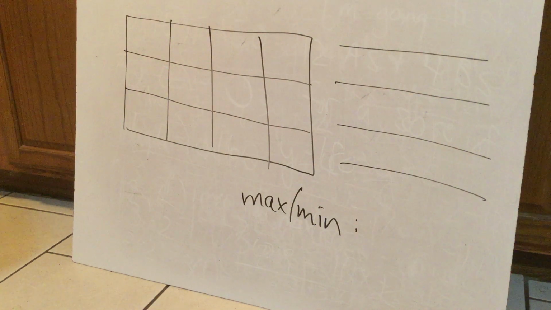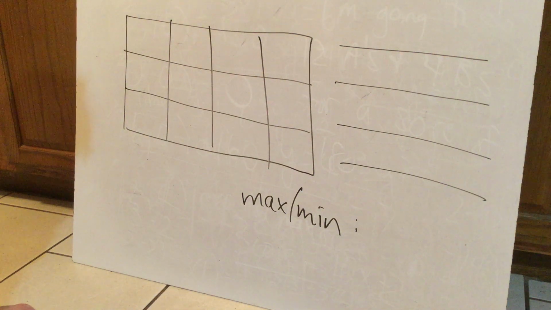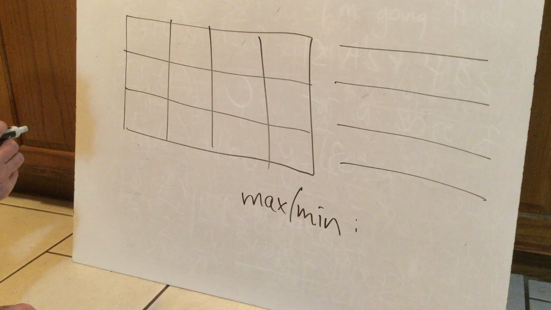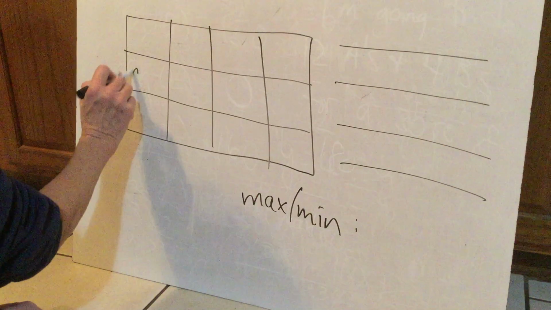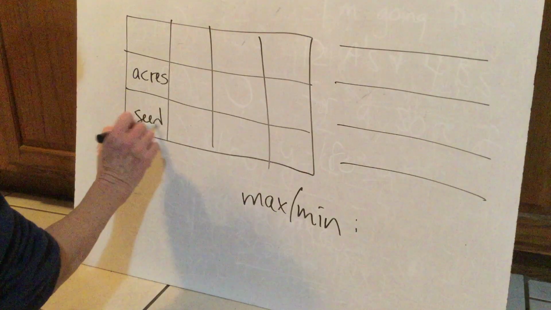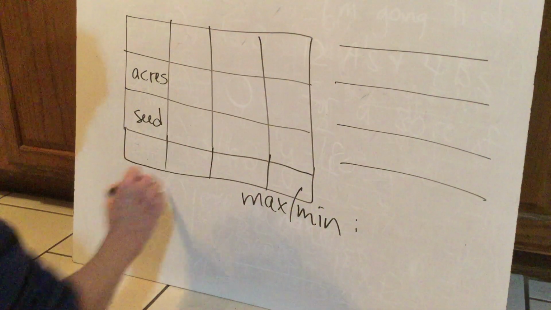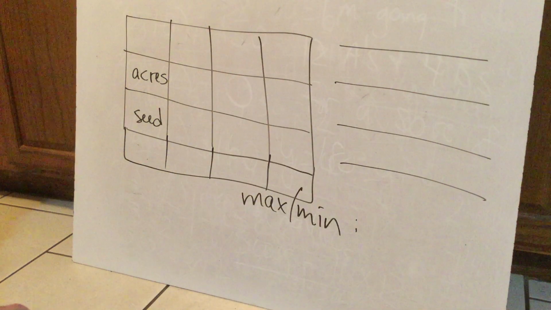Okay, so the first thing that we're going to talk about is acres and seed. And I need one more row. Sorry about that. And that's going to be profit.